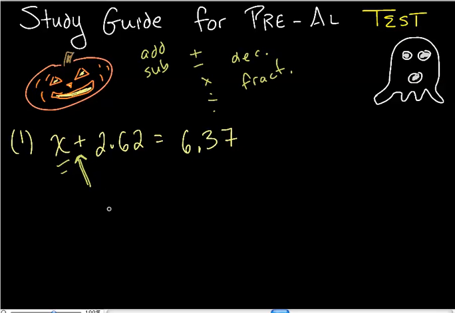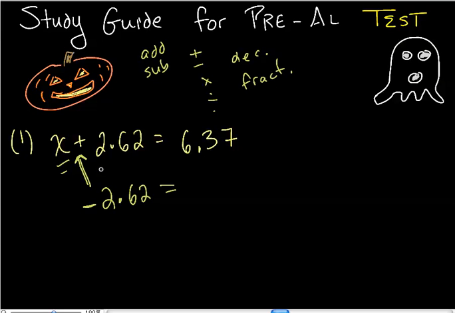So in order to break that connection, what I need to do is the opposite. I need to do the inverse. In this case, the inverse of adding is subtracting. And how much am I adding to it? 2.62. So that's the same amount that I'm going to subtract from it. So that'll be great because that'll leave me with just x after I do that.